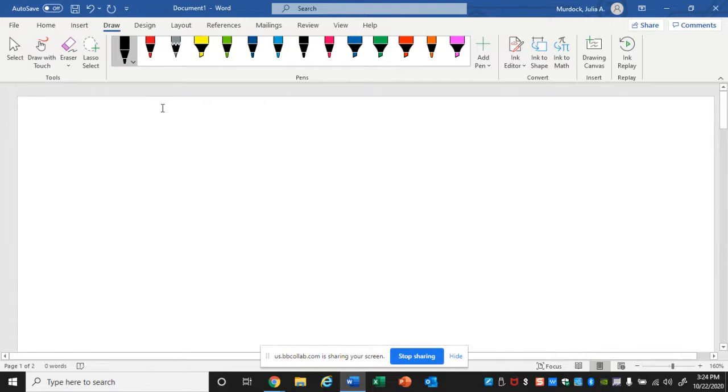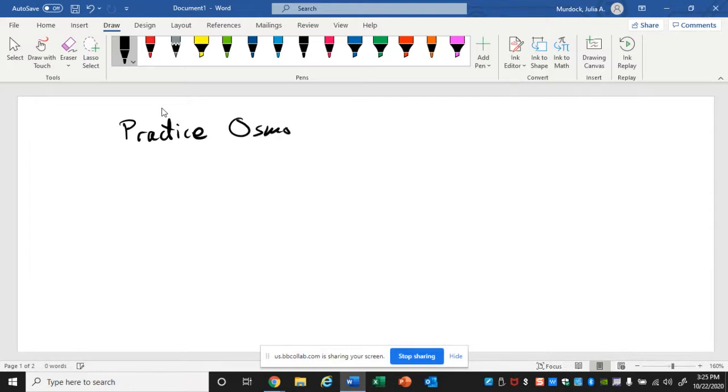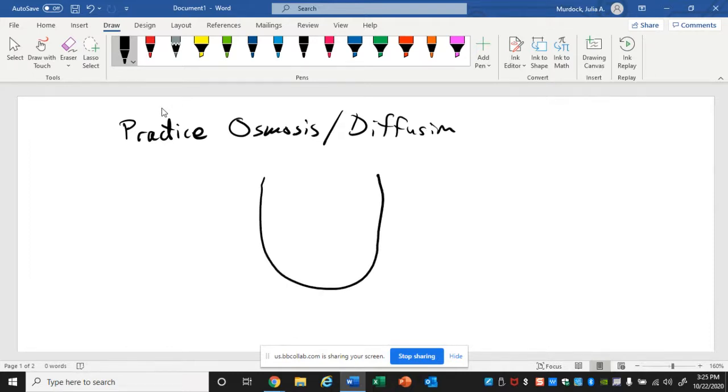All right, so that's good. How about some diffusion and osmosis problems? Just practice osmosis and diffusion. Here's a good one. What if we have a U-shaped tube? Hopefully you've tried these problems on that worksheet on your own. This is a good example that I just found.